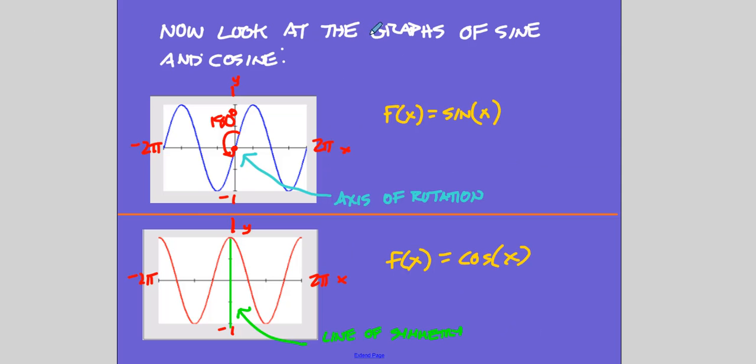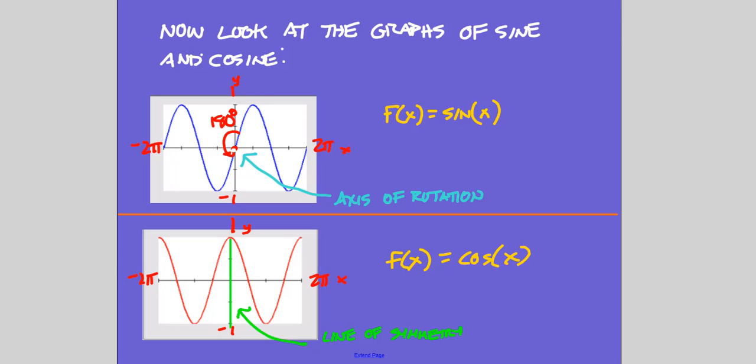So now let's look at the graphs of sine and cosine. This is the graph of sine x from negative 2 pi to 2 pi, and it has a minimum of negative 1 and a maximum of 1. Notice, by the way, negative 2 pi would be negative 360 degrees, and this would be 360 degrees.